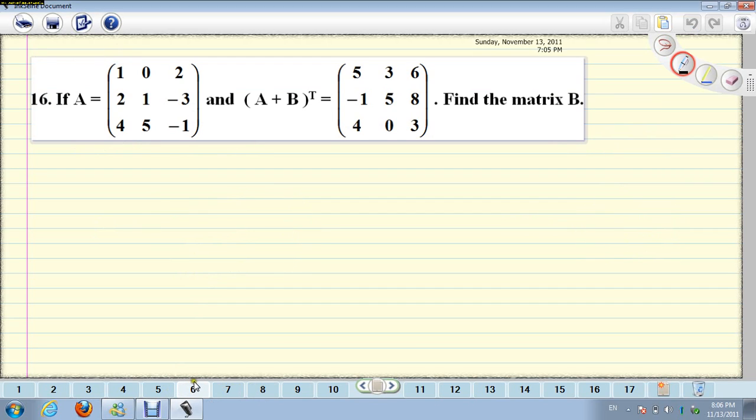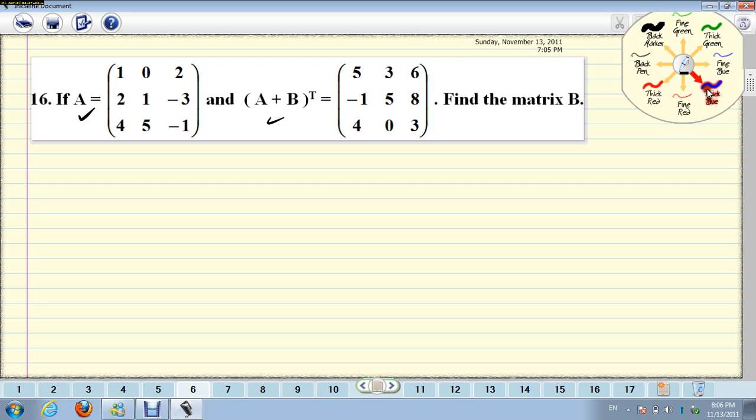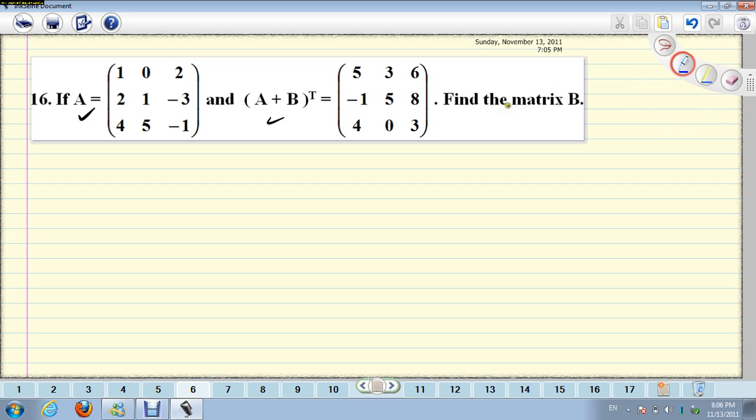now let's see exercise 16, which is on page 22. And this page is about applications of the properties of addition and multiplication. It says this is matrix A and this is matrix A plus B transpose, and it says find the matrix B. Okay, simply I can distribute the transpose over these two matrices.